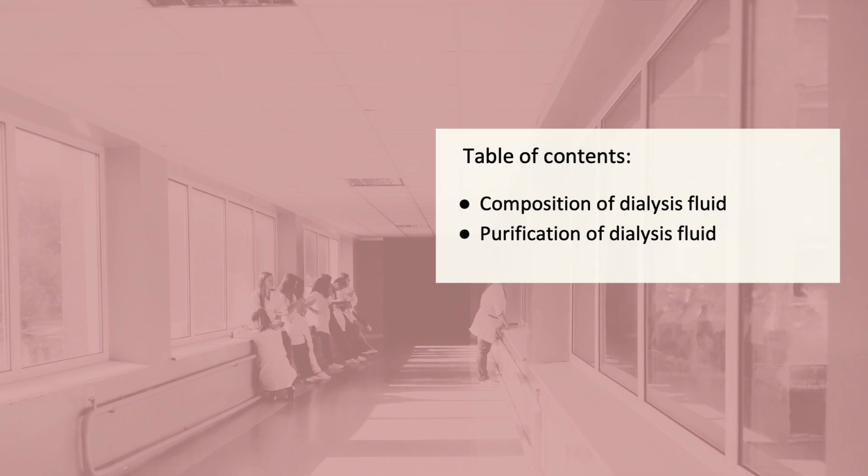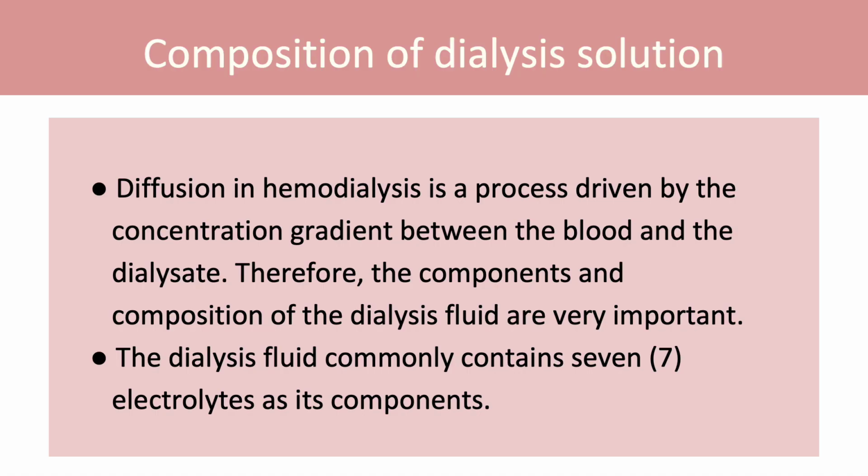This is the content of this lesson. Diffusion in dialysis is based on the difference in the concentration of substances between the blood and the dialysate, where mass transfer takes place. Therefore, the composition of dialysate components is very important. The dialysis fluid commonly contains 7 electrolytes as its components, as will be explained hereafter.